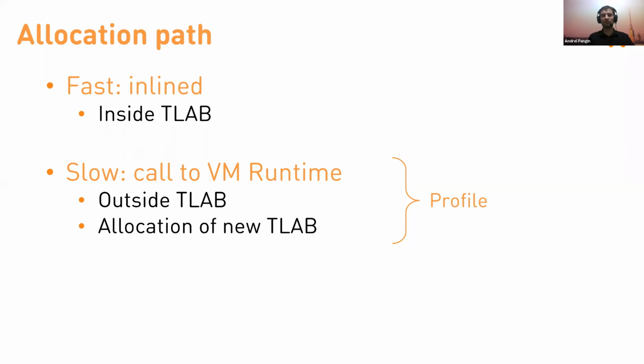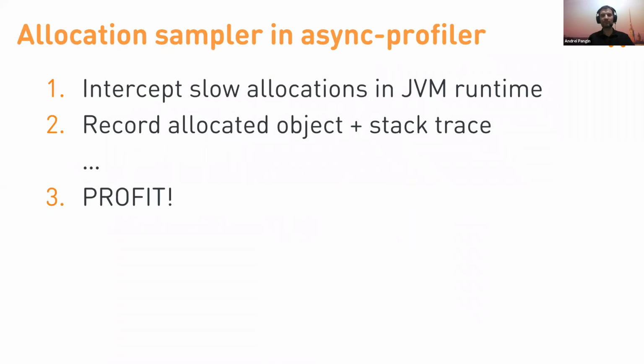And that's what Flight Recorder does. And that's what Async-profiler does as well. Actually, Async-profiler just intercepts exactly the same allocation places in the JVM code that otherwise notify Flight Recorder. So the idea of allocation sampling in Async-profiler is simple: just intercept these places in JVM runtime code that do slow path allocations.